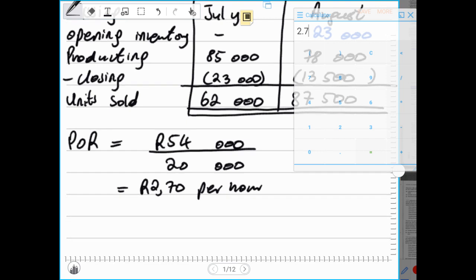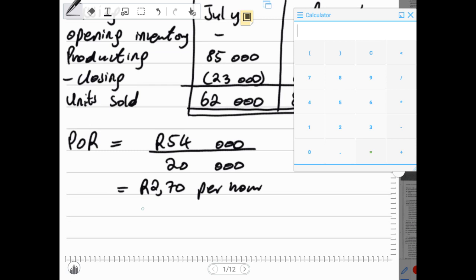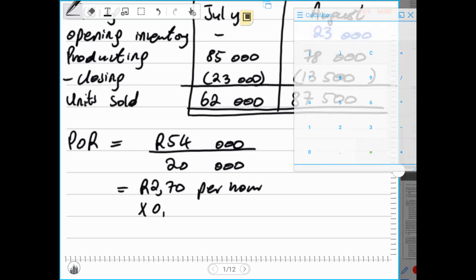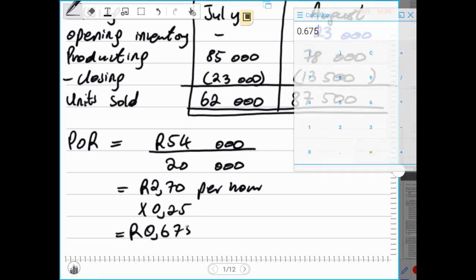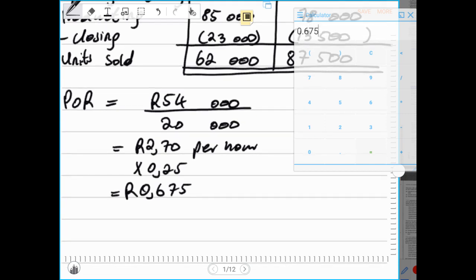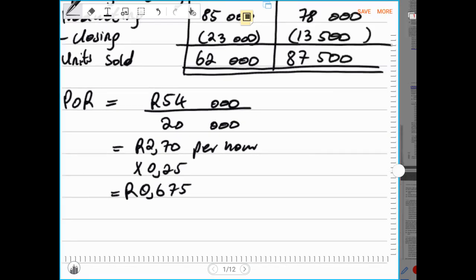But we need it to be per unit, don't forget. Then we have to multiply by 0.25. If the predetermined overhead rate is 2.70 per hour, how many hours does it take to complete one unit? It is 0.25 hours. So when you multiply 2.7 times 0.25, this will give us 0.675 cost per unit. Our POR is 0.675 per unit.